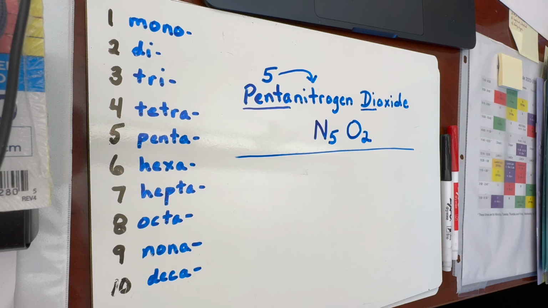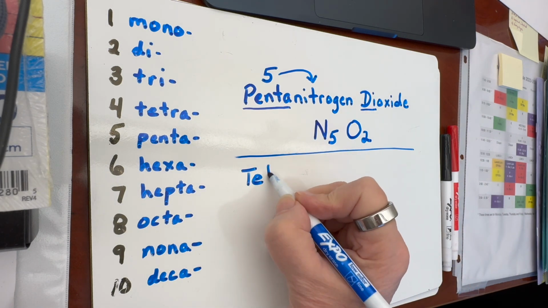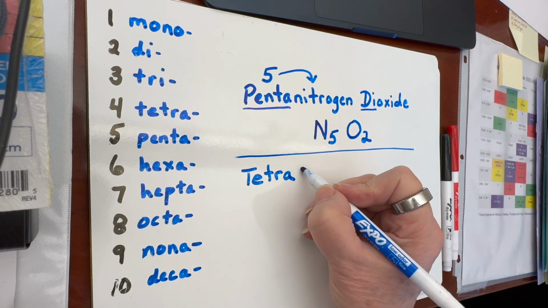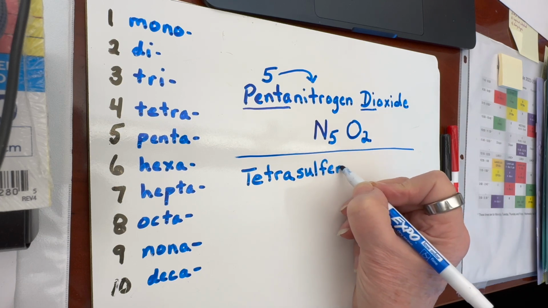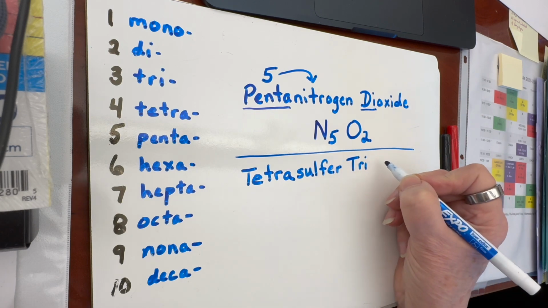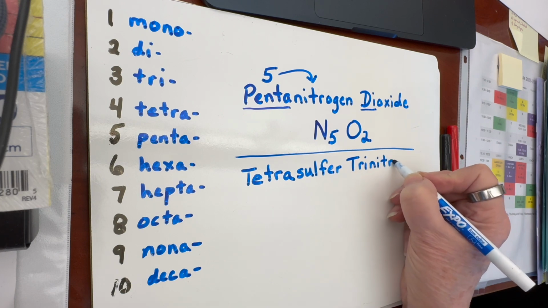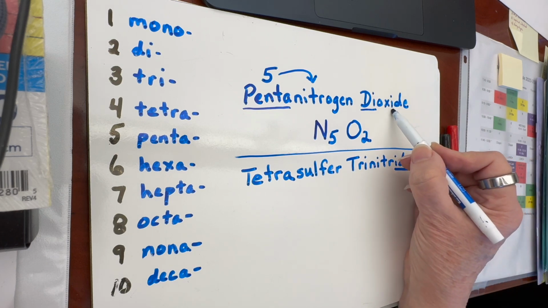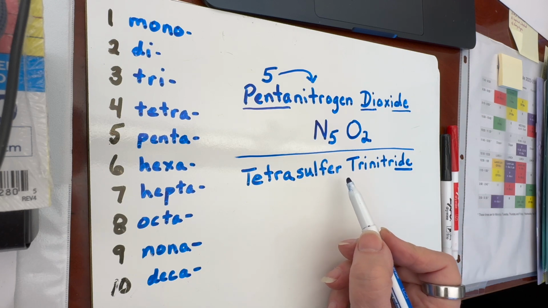Let's try another one. Let's try tetrasulfur trinitride. Notice that the last name always ends in IDE, but in the first name, you just write the name of the element.